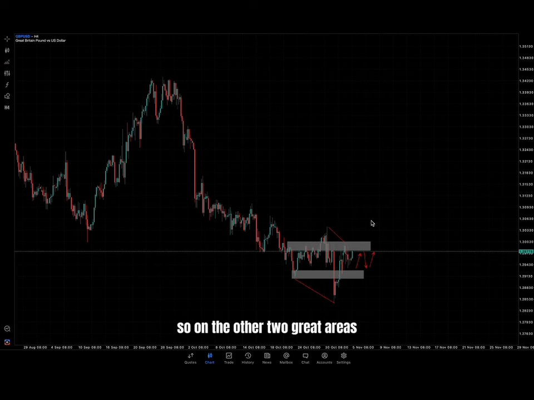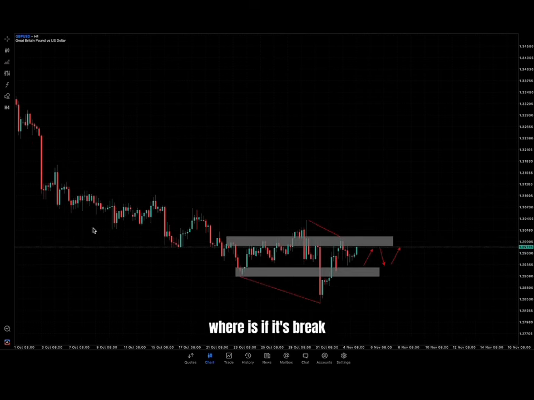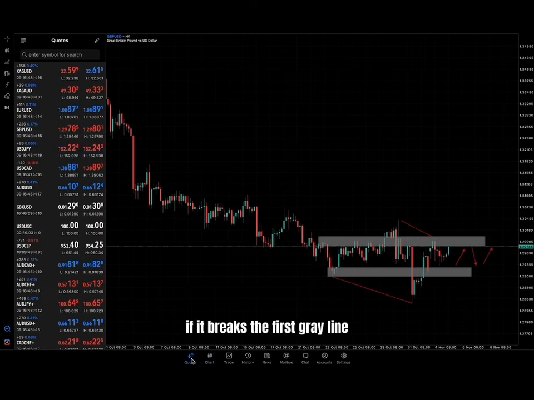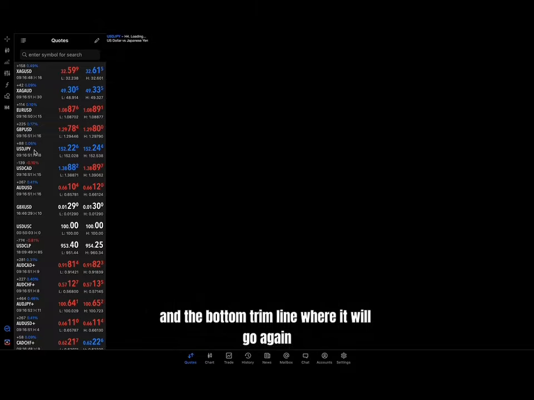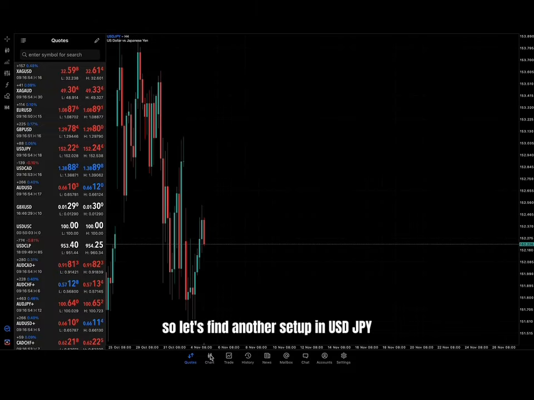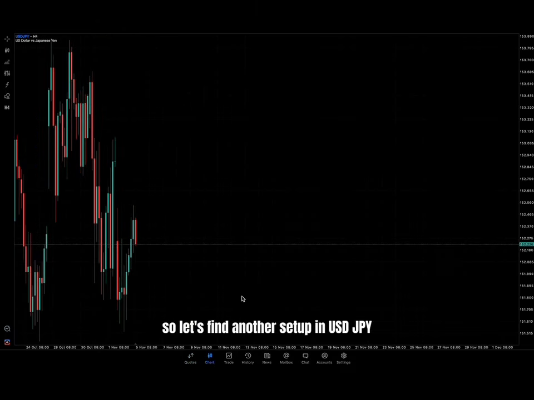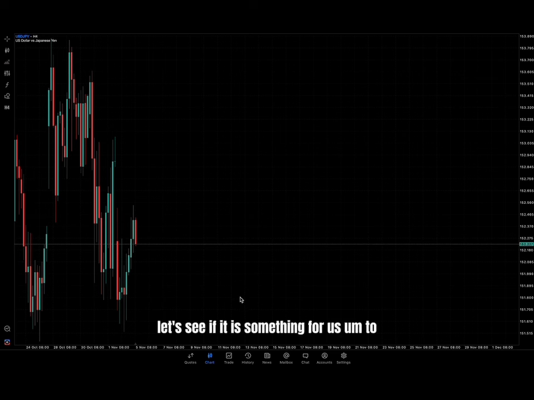So on the other two gray areas, I was just setting the other regions, whereas if it breaks the first gray line, where it will go, and the bottom trend line, where it will go again. So let's find another setup in USD JPY. Let's see if it has something for us.